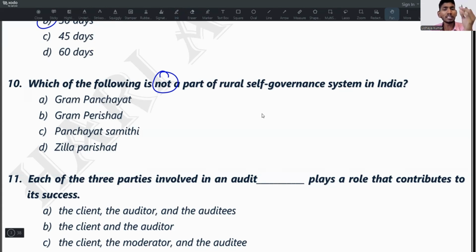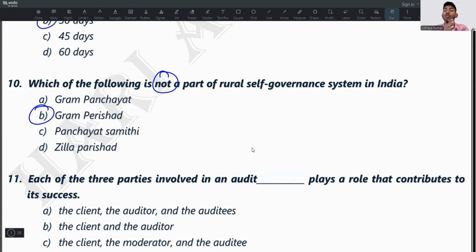So the rural self-governance system is structured under a 3-tier Panchayati Raj system. Gram Panchayat is the lowest level of rural self-governance. Panchayat Samiti is the middle tier, which governs a group of villages or blocks, whereas Zilla Parishad is a district-level body that oversees the Panchayat Samitis. But look at this, Gram Parishad, what does it mean? Gram Parishad is not a recognized term in India's rural governance.